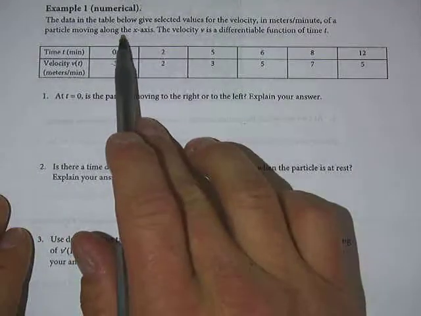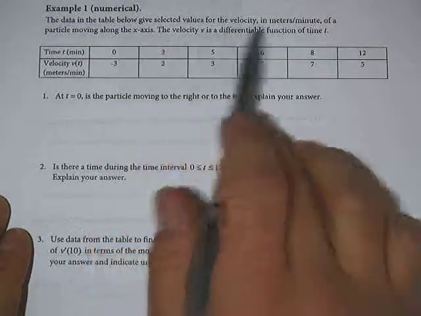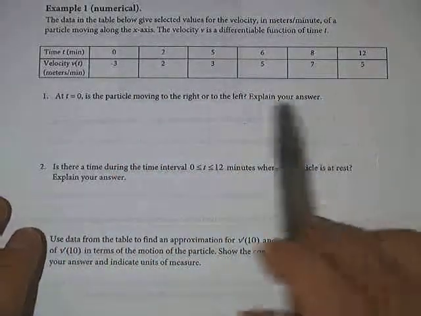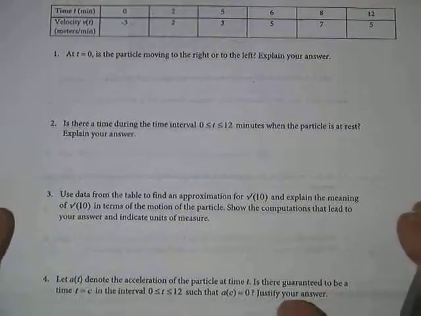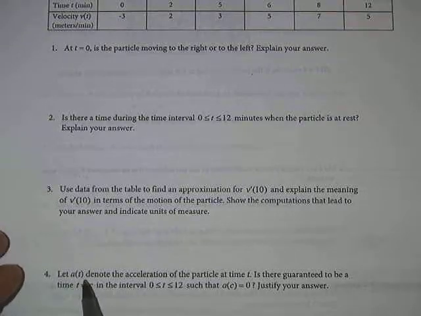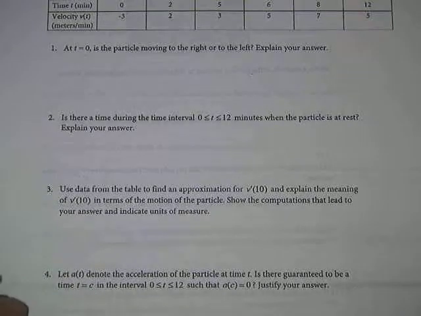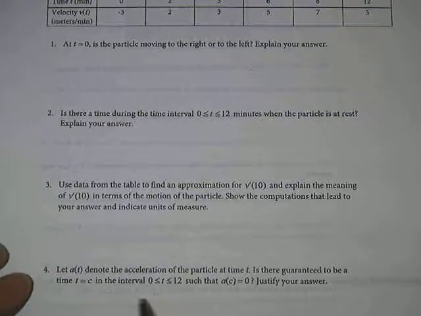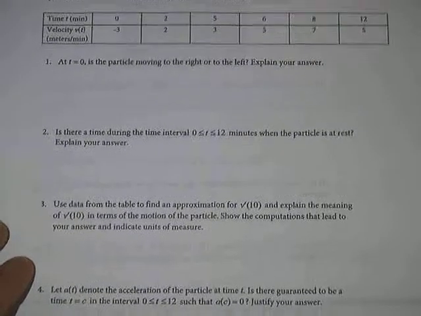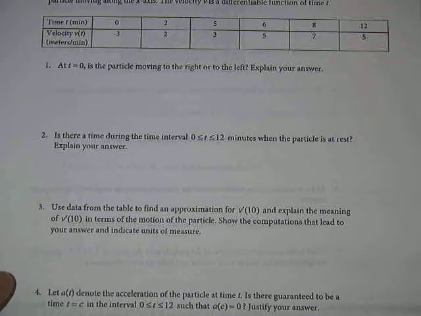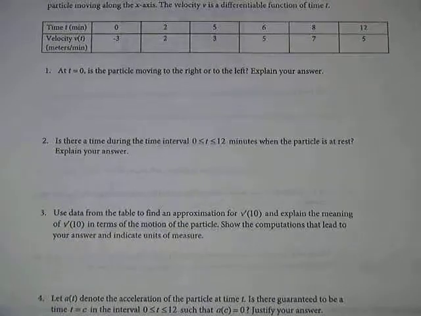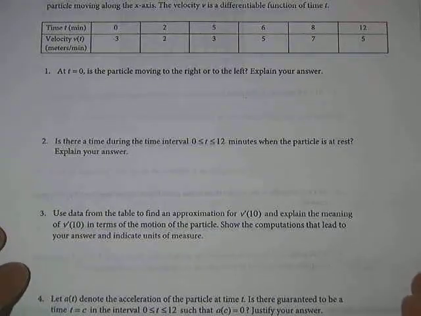And if we have our velocity measured in meters per minute, and time is in minutes, of course, number 4 here says let A denote the acceleration of the particle, and it asks: is there guaranteed to be a time in the interval 0 to 12 such that the acceleration is equal to 0? Ultimately, again, do we know for sure that the acceleration would be equal to 0? Keep in mind that the acceleration would be the derivative of the velocity here.